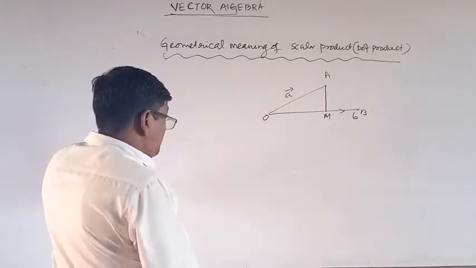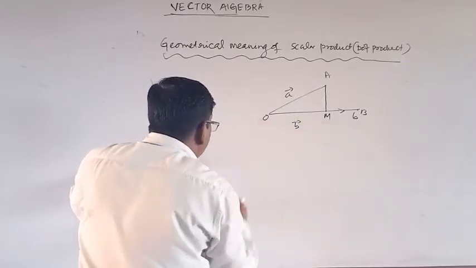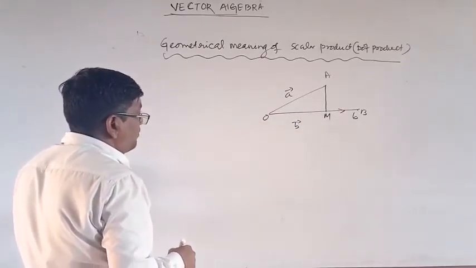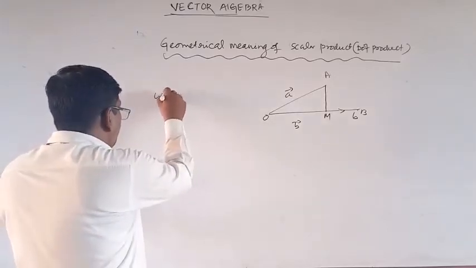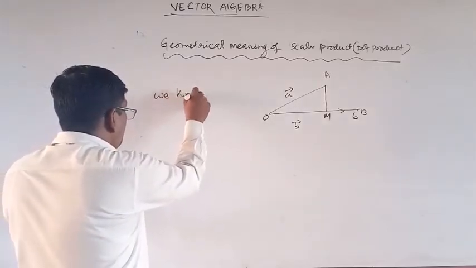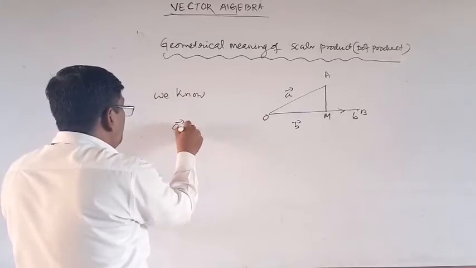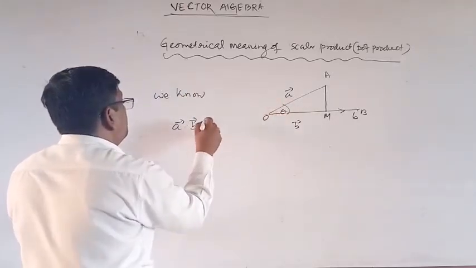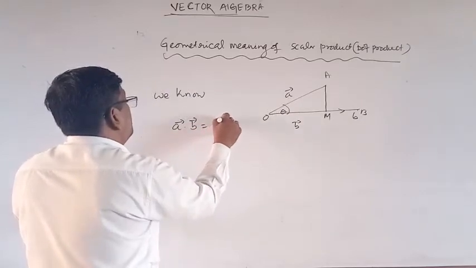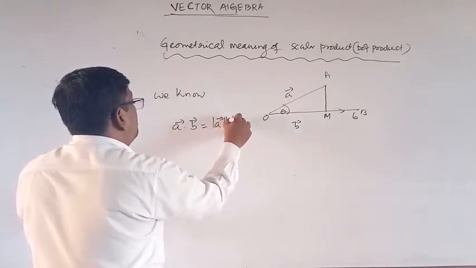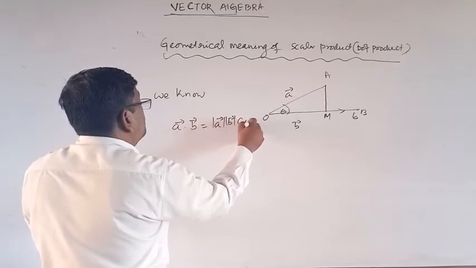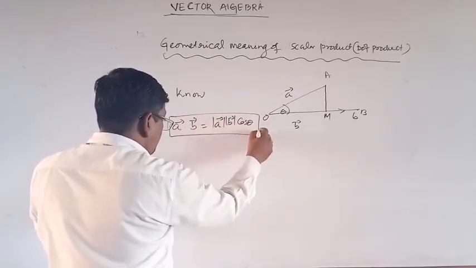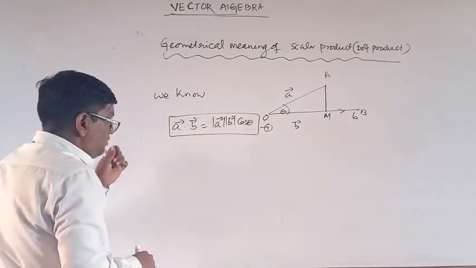Then the projection of A on the vector B, M, is the scalar projection. We know A dot B, and this is theta. A dot B is equal to magnitude of A, magnitude of B into cos theta. Suppose this is equation 1.